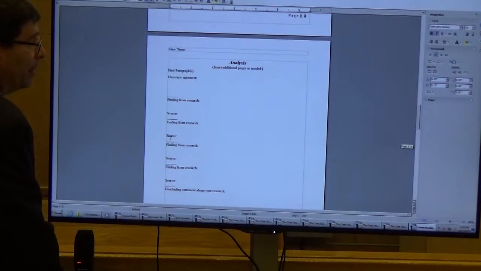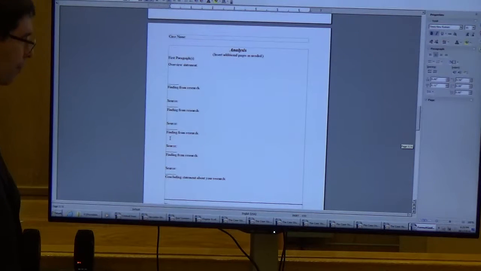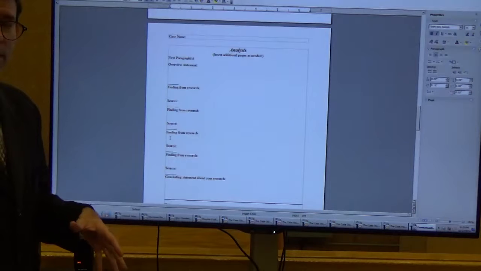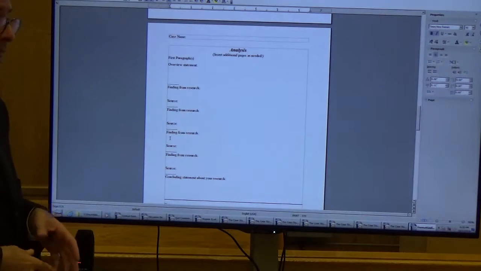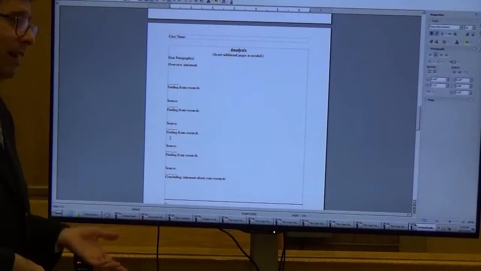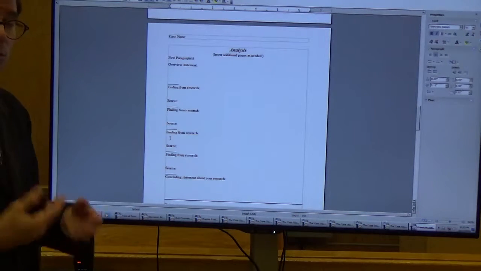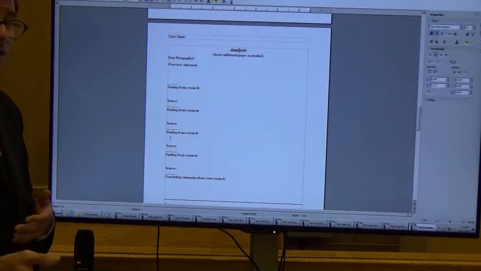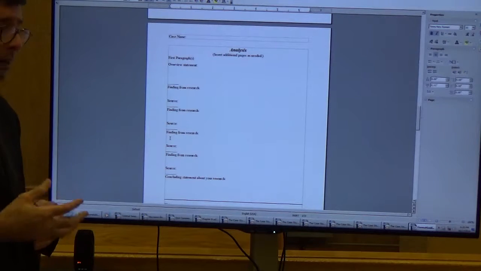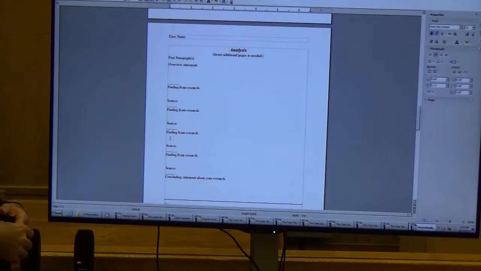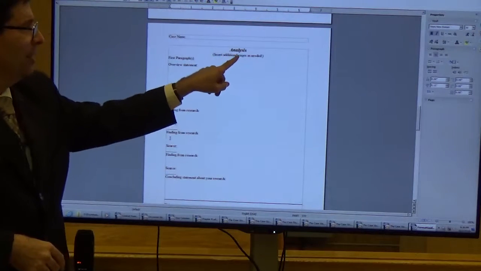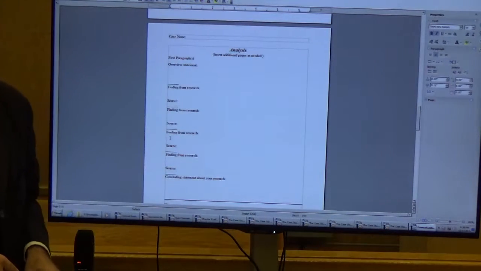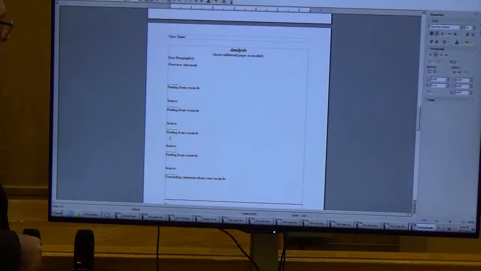Then I have my analysis. Again, I'm not saying there are only three or four sentences you're going to write. I'm just trying to give you a format. The number of sentences you use is up to you, depending on the facts being presented. So, an important line here: insert additional pages as needed. If you need more pages, you're going to insert more information.